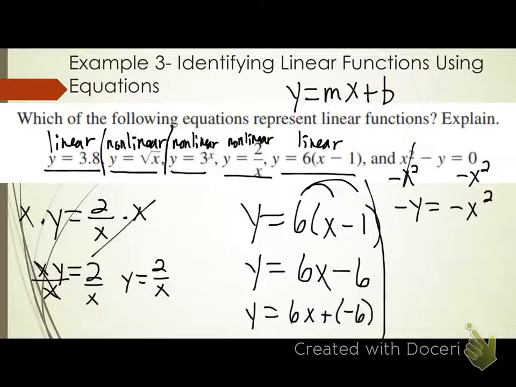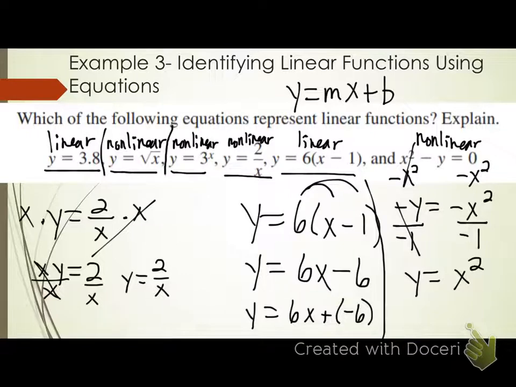How would I get y by itself? Divide by negative 1. So y would give me x squared. Y is now by itself, correct? Got y equals x squared. Is my x squared in slope-intercept form? No. So is there any way I can get this into slope-intercept form? No, so this one is nonlinear.